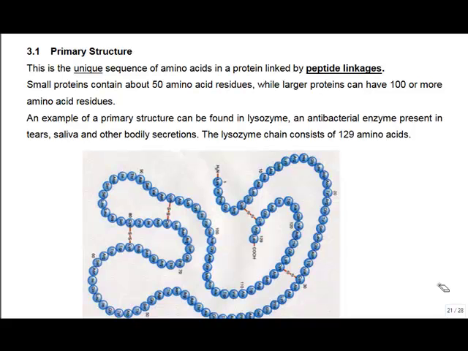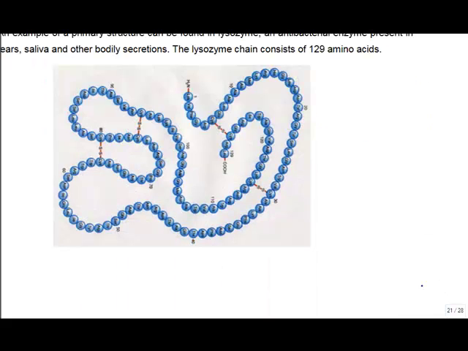Now, let's look at the primary structure of protein. In the primary structure of protein, we can see that amino acids are linked to each other in a unique sequence by peptide linkages, and larger proteins can easily contain 100 or more amino acid residues. We can deduce the primary structure of proteins by using enzymes to cleave the polypeptide chain.